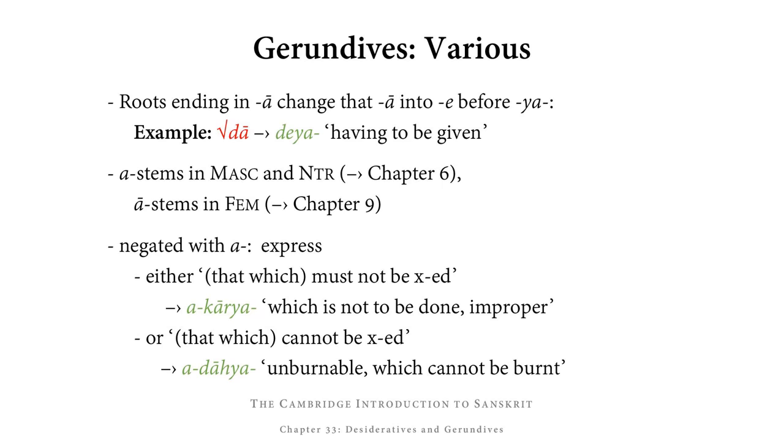Gerundives all need endings, and the endings that they use are those of short a stems for the masculine and neuter, and those of long a stems in the feminine. So basically they decline just like priyah, priyam, priya.